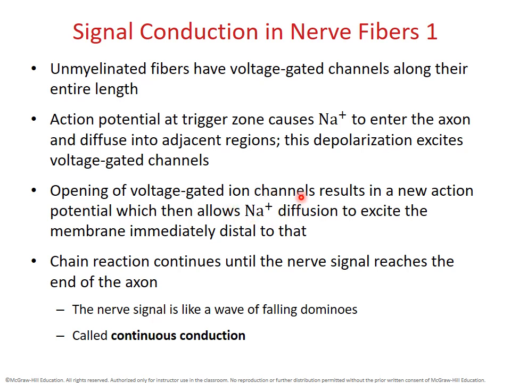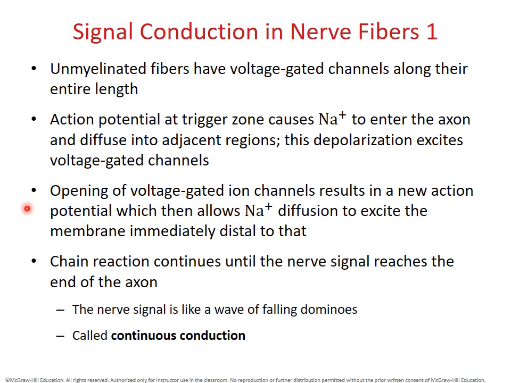Each action potential allows sodium to diffuse into the cell, which will then diffuse a little bit downstream, exciting the next voltage-gated channels and the next piece of membrane, and so on. This chain reaction continues until the nerve signal reaches the end of the axon. Again, just one action potential tripping the next one and the next one. This is referred to, by the way, as continuous propagation.